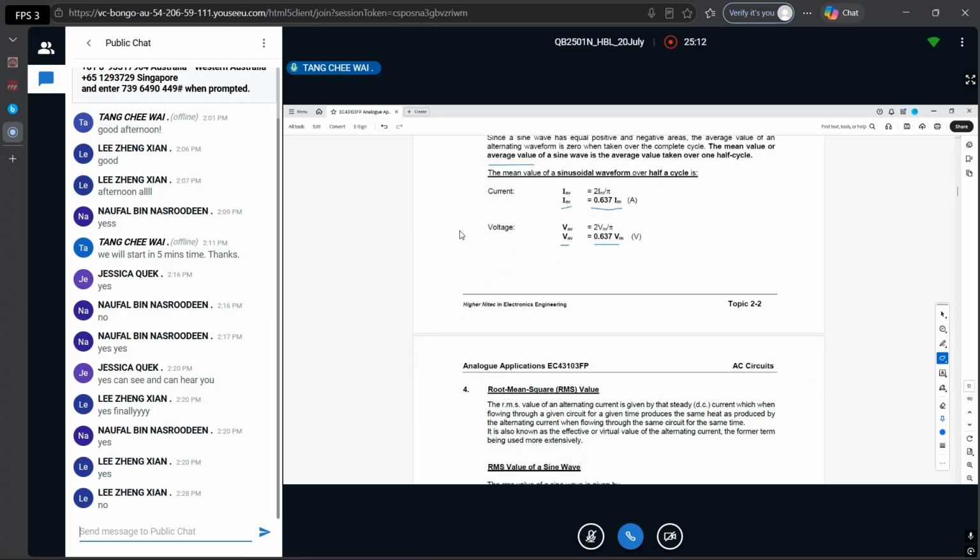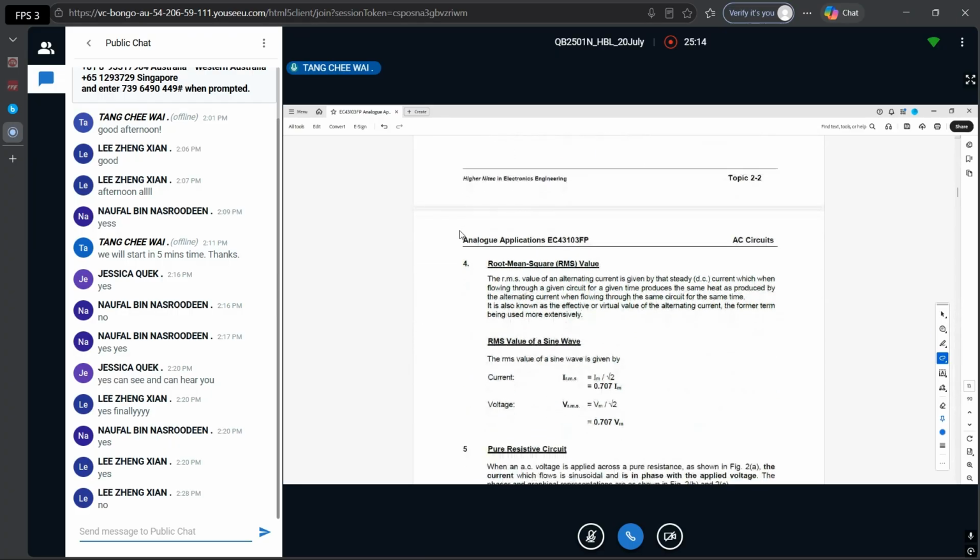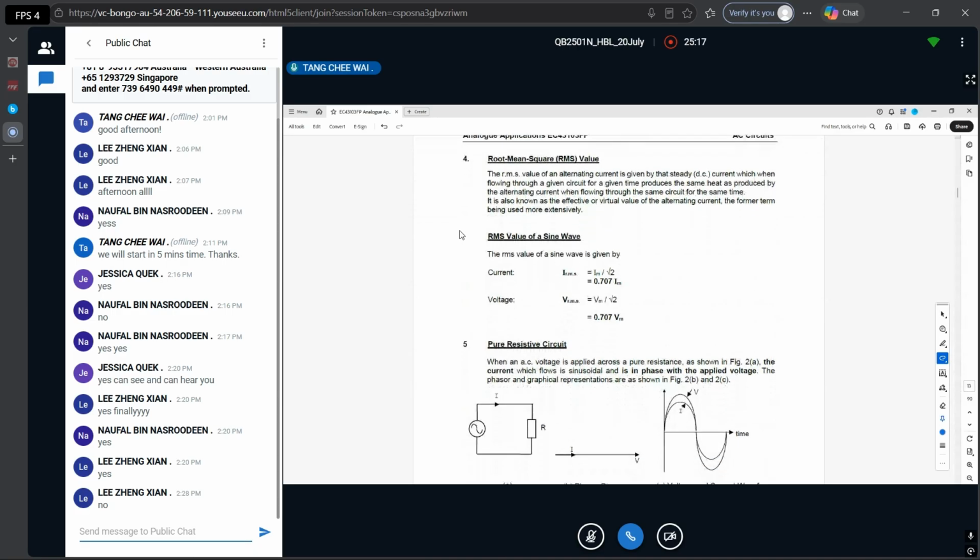The next thing that is important for you to know is the RMS value. That day I did mention RMS value, or root mean square, means the true value, the very effective value. Here it is given again by a simple formula. You use 0.707 multiplied by the Imax or 0.707 multiplied by the Vmax. Whether you find current or voltage, you still use 0.707.